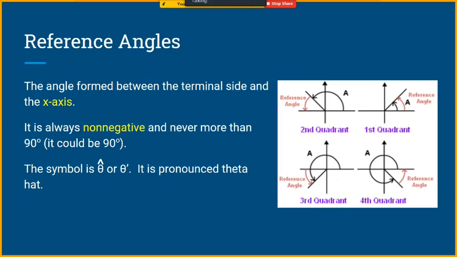I need to emphasize that. Green reference angle, good. Red, bad. Not the reference angle. Definitely not the reference angle. Alright? Never use the angle formed by the terminal side and the x-axis incorrectly for the reference angle.